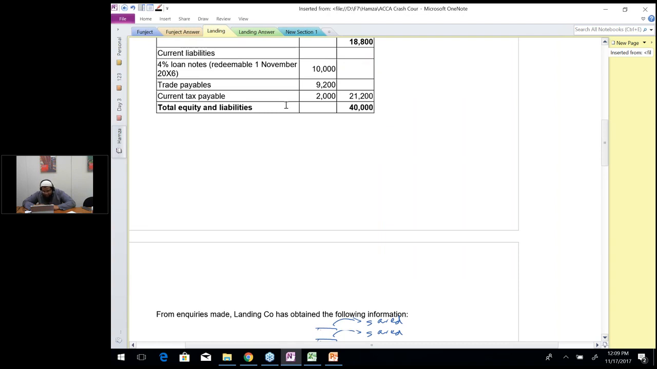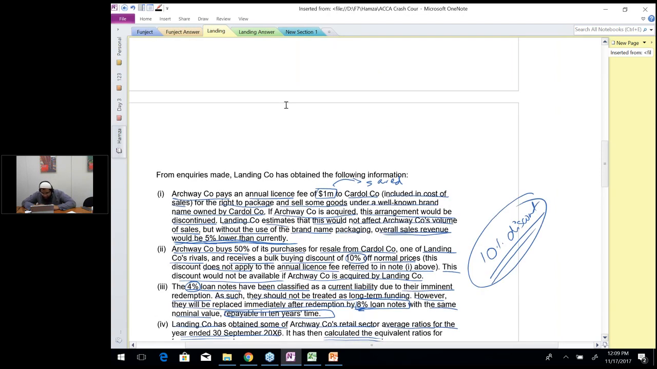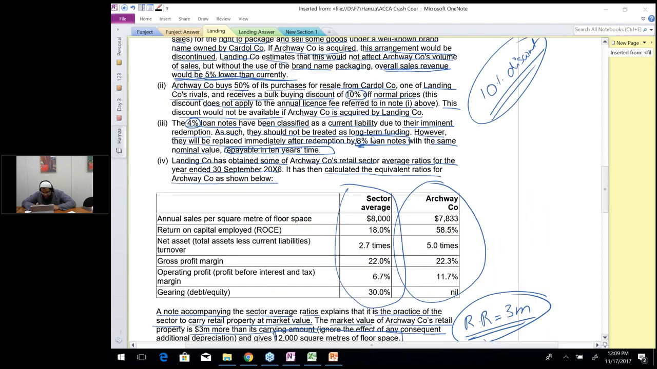Okay, now a few people are asking about adjustment number three, and let me read out those questions. Simeon is saying, sir, are we reclassifying the 4% loan note from current to non-current? Yes, Simeon, we are reclassifying the loan from current to non-current. And Simeon is asking why only 400, not the whole 800? Hamzali is saying, please repeat the finance cost, and Muhammad Nabil is saying the same. So let me repeat. Adjustment number three said that the 4% loan notes have been classified as current liability due to their imminent redemption.